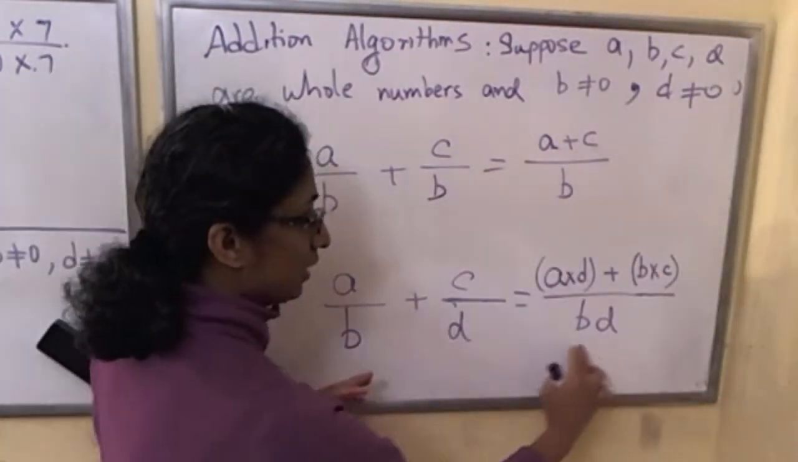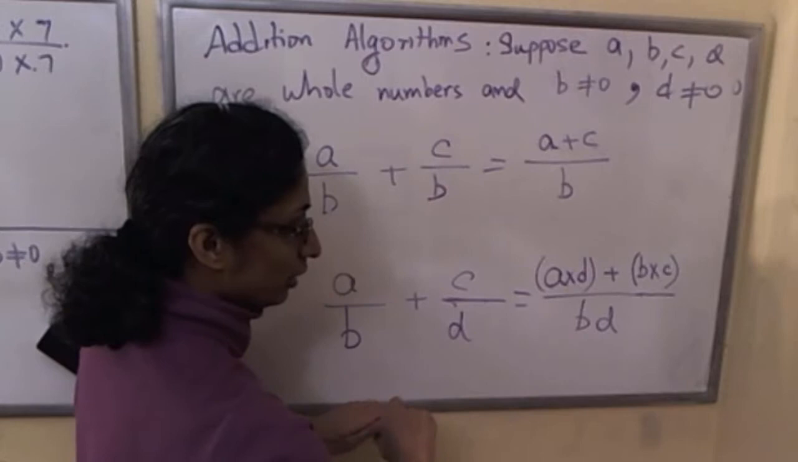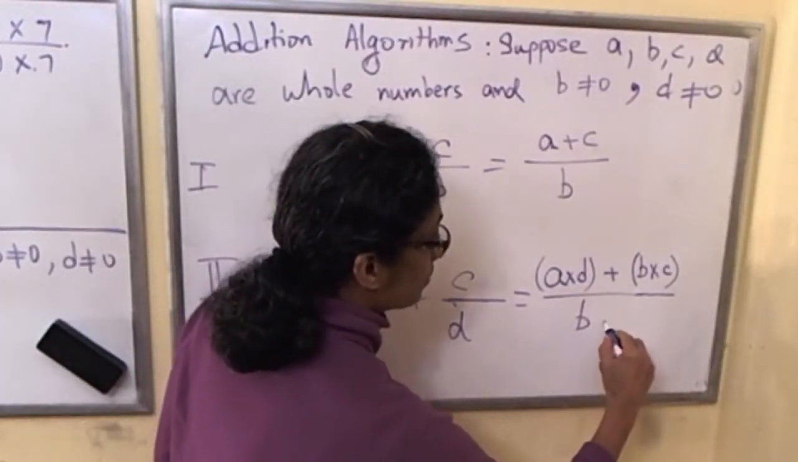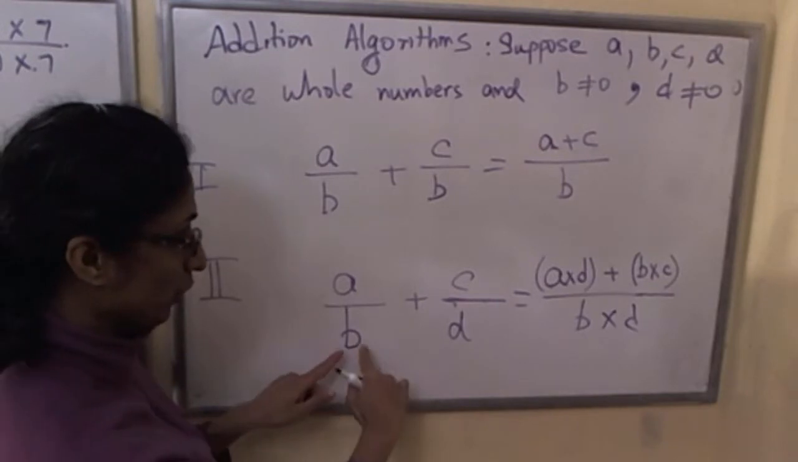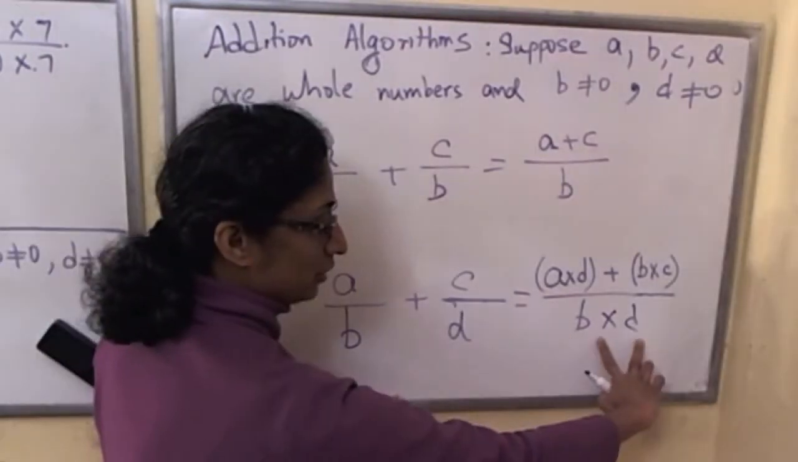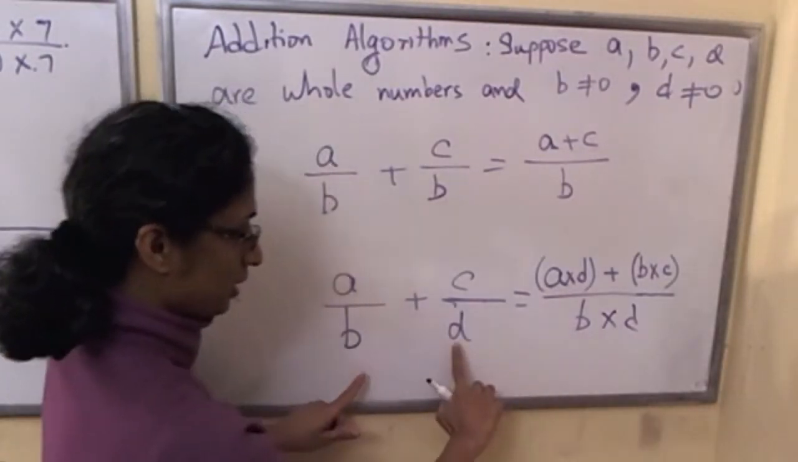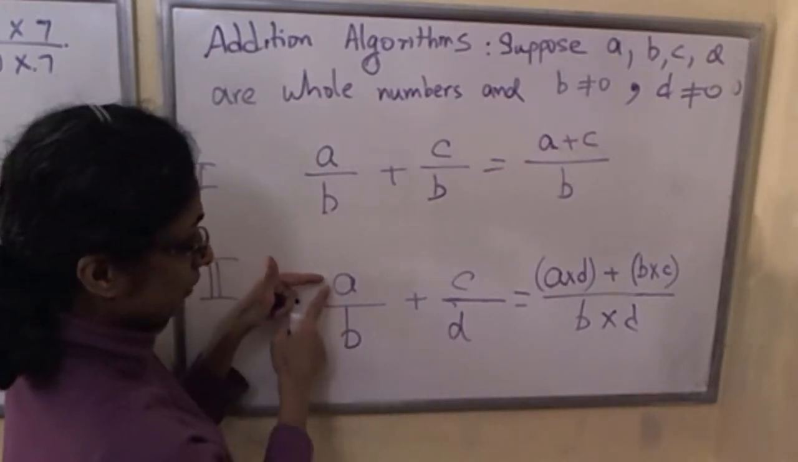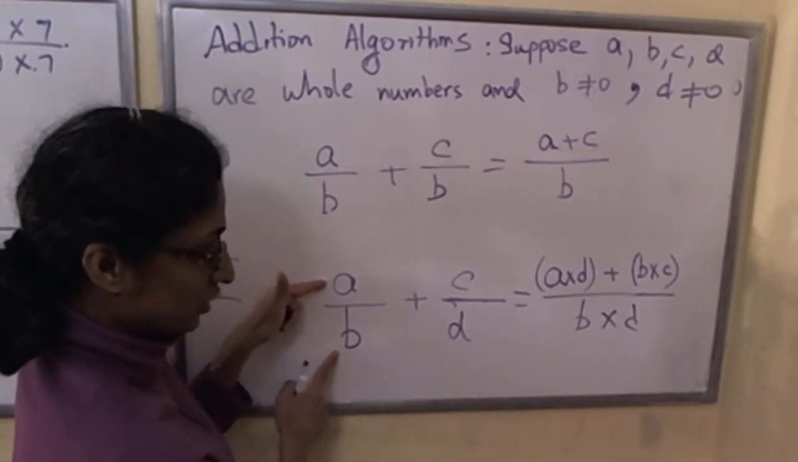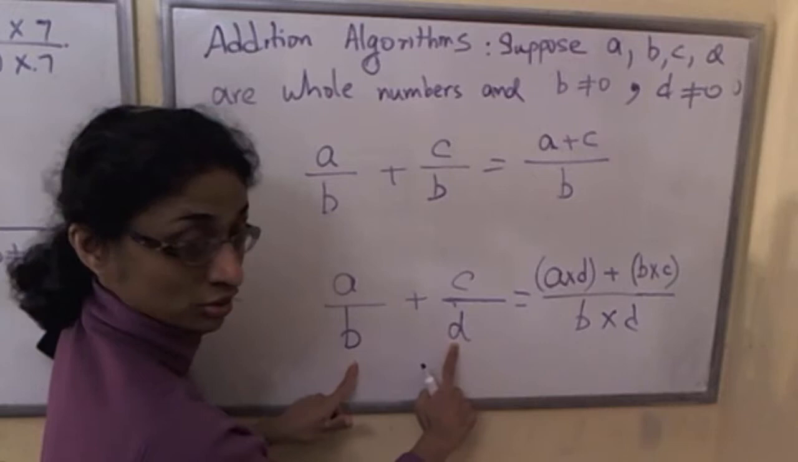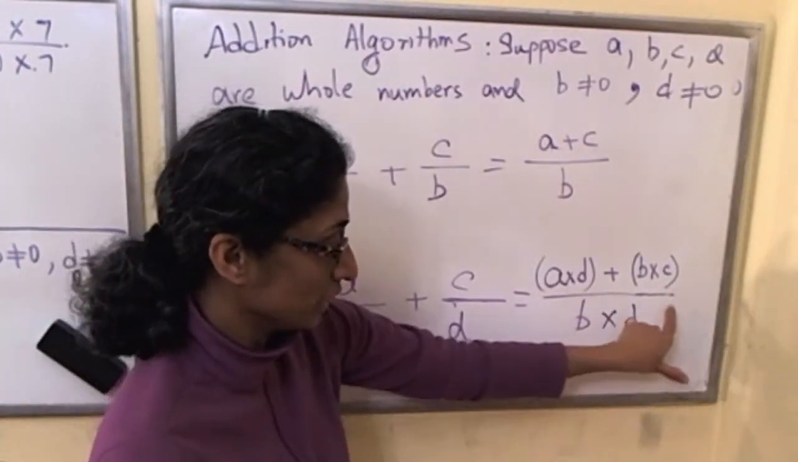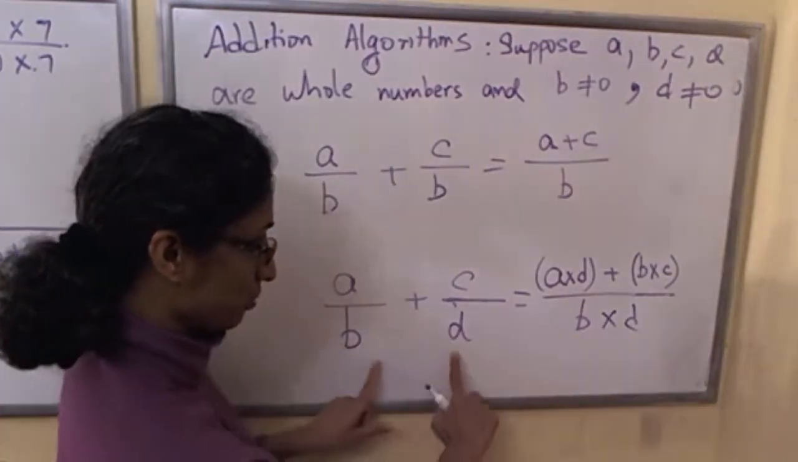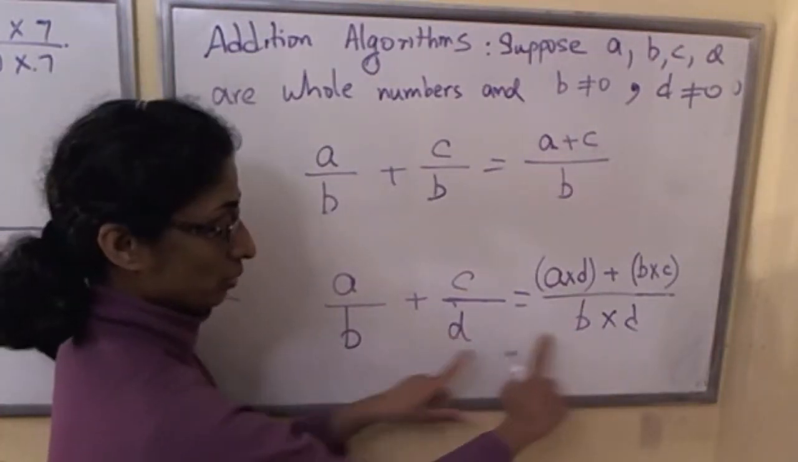How do we get this sign? Look at this. Here, let me erase this and write it as b times d, which is easier for you to read. So, how do we get the denominator b times d? From here. Whenever we have to add a fraction plus another fraction with unlike denominators, the sum is another fraction whose denominator is simply these two denominators multiplied.